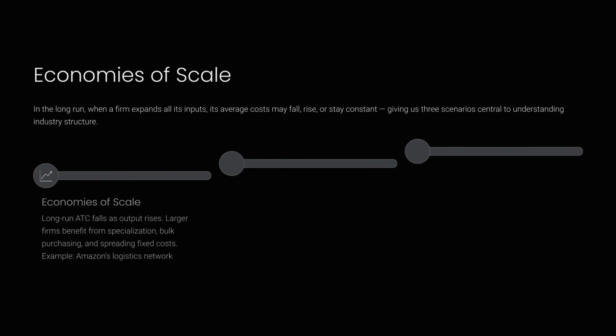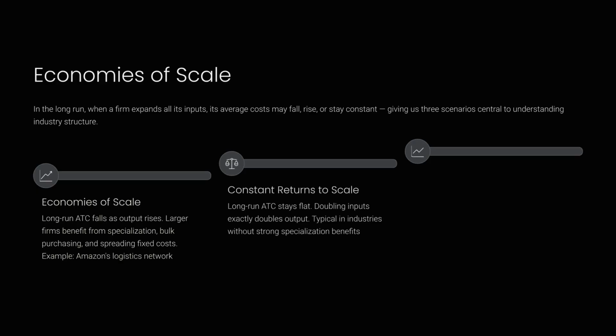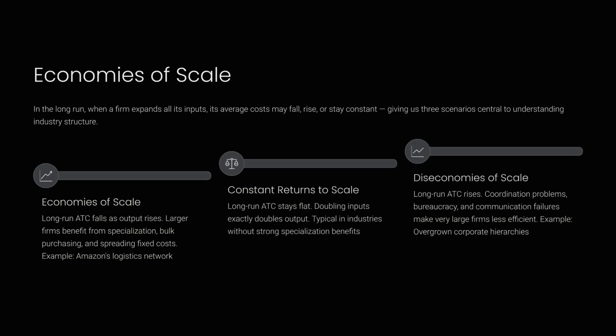In the long run, economies of scale occur when long-run ATC falls as output rises due to specialization and bulk purchasing. Constant returns mean ATC stays flat, and diseconomies of scale occur when ATC rises due to coordination problems in overly large firms.